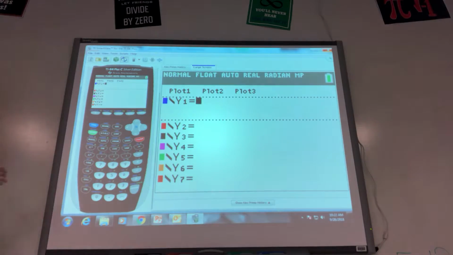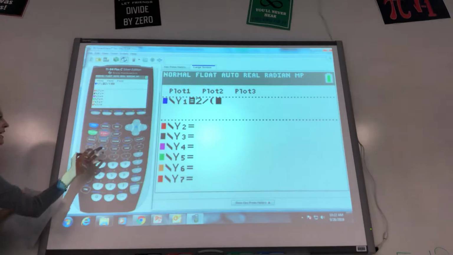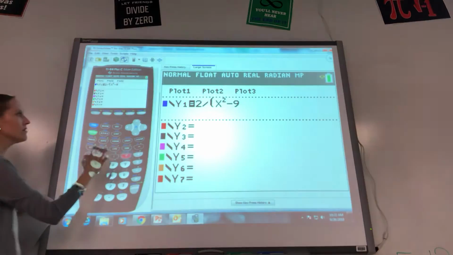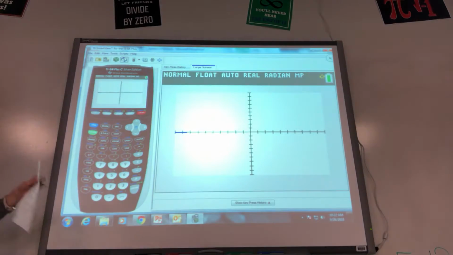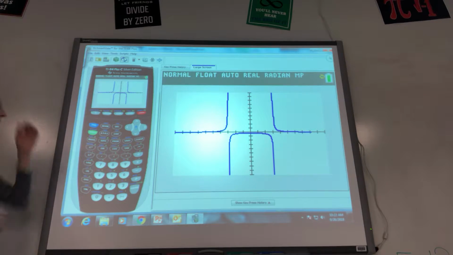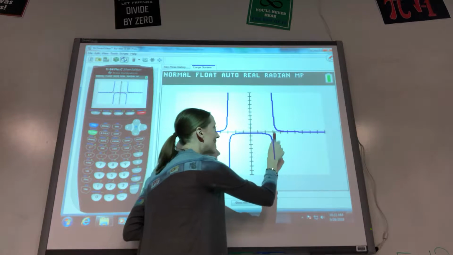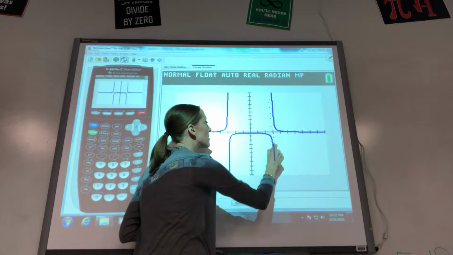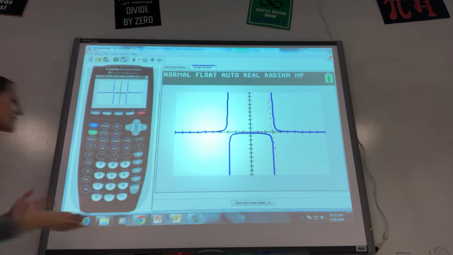So you got to be careful about your parentheses. 2 divided by the quantity x squared minus 9. You have to put parentheses there. Again, I'm looking at 3. I want to know what's happening at x equals 3. So, 1, 2, 3, I can see pretty clearly from my graph that there is an asymptote at x equals 3. It is not continuous at 3.